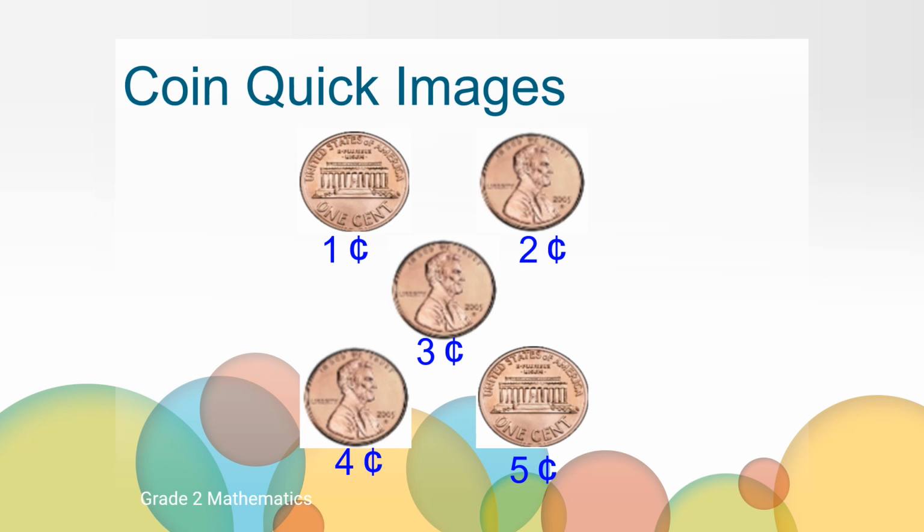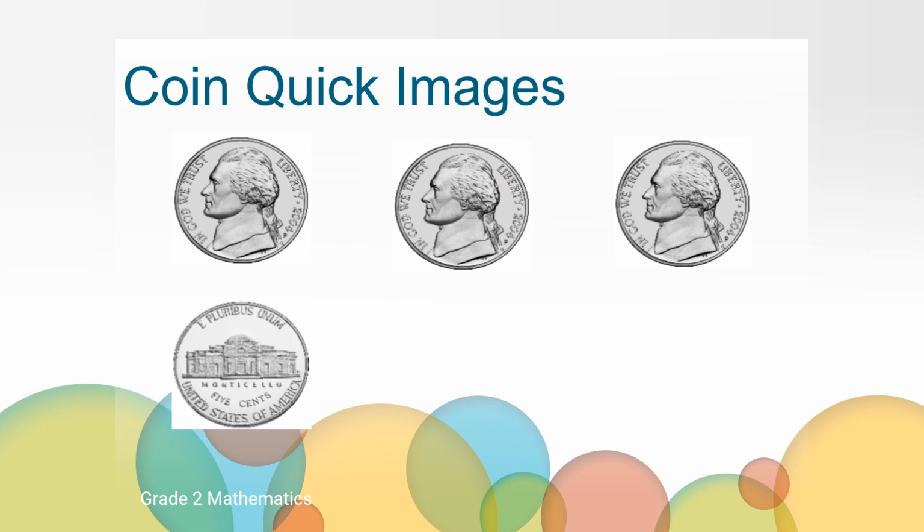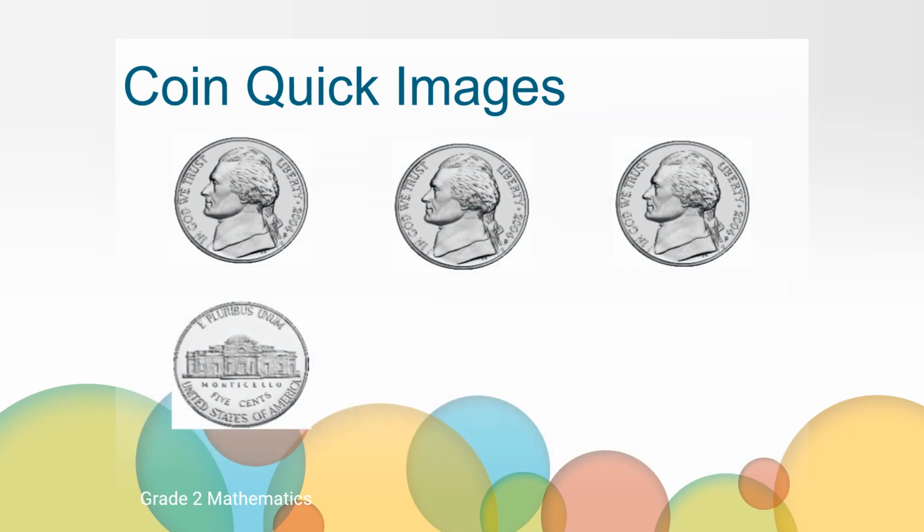Remember, the screen comes in fast, so make sure you're remembering what coins are on the screen. What did you see? I saw 4 nickels. Each nickel is 5 cents. I counted by 5s to find the total. 5, 10, 15, 20 cents. Let's do one more.